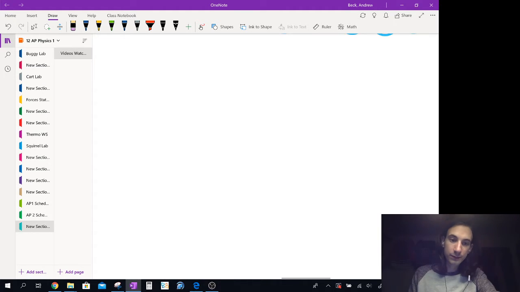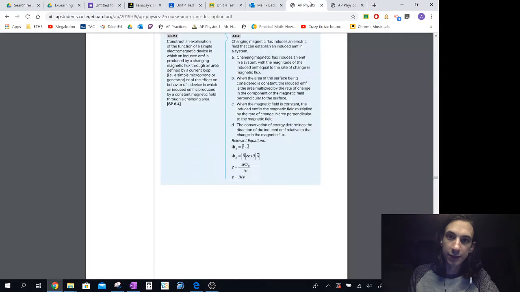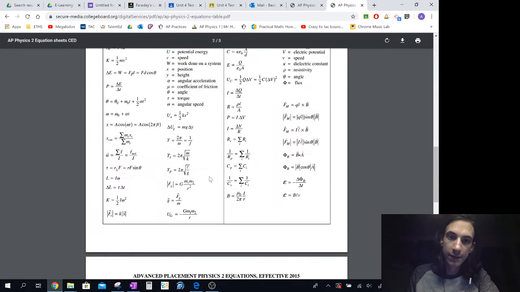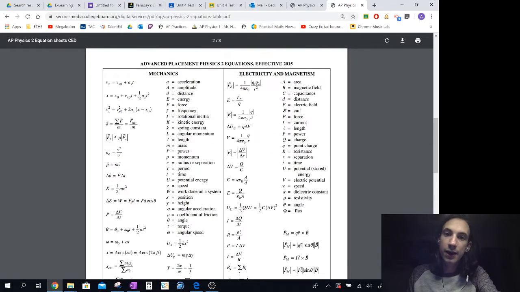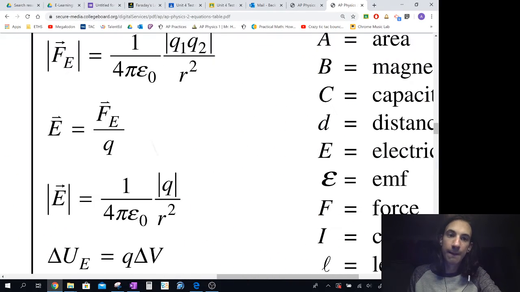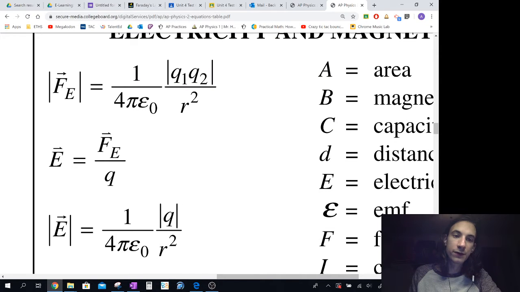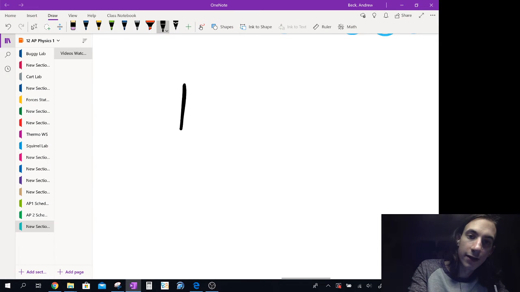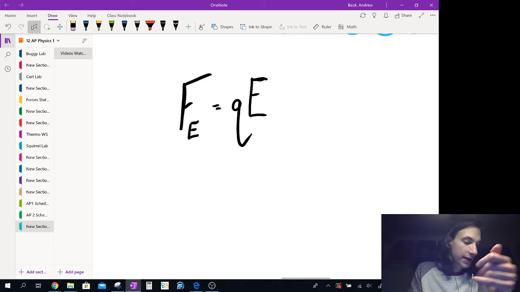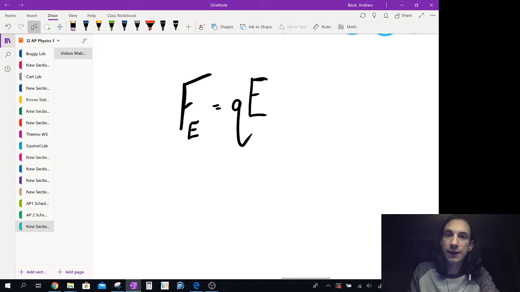Back when we were dealing with electric fields and all that good stuff, we got an equation that told us the electric force is equal to Q, the charge, in this case the charge of our electron, times the value of the electric field. So let's start with the idea that our electric force is equal to Q, the charge of our particle, times the electric field.